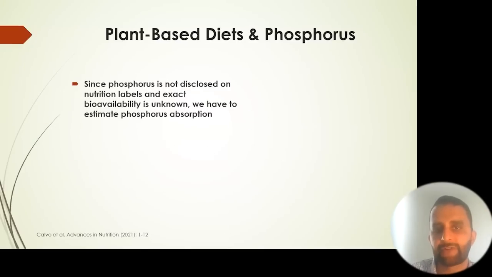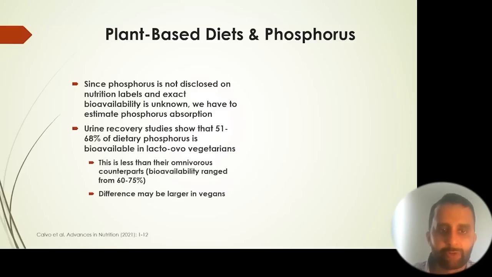Because phosphorus is not disclosed on nutrition labels and exact bioavailability is not known, we have to estimate phosphorus absorption, and this is kind of tricky. However, when you look at studies, it shows that about 51 to 68% of phosphorus is bioavailable in lacto vegetarians, and this is somewhat less than their omnivorous counterparts, which ranges between 60 to 75%, and this difference may be larger in those who are totally plant-based.